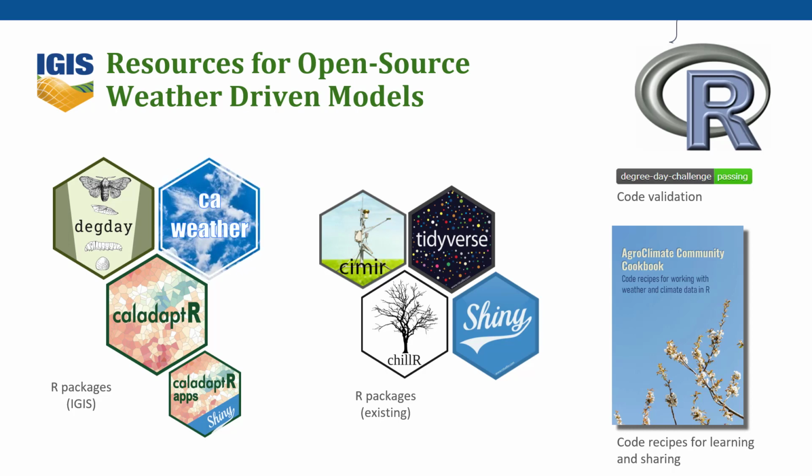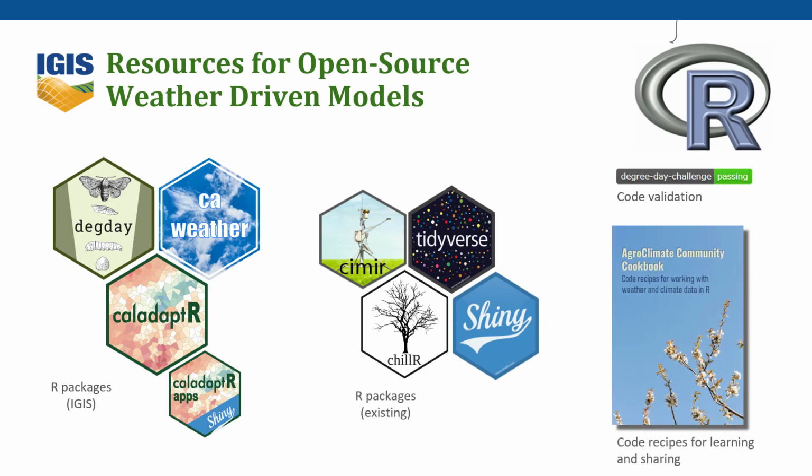CA Weather is an R package under development that will build off of other packages already existing like CIMIR, which queries the CIMIS network, by adding QA/QC metrics, supporting other weather data providers, including a user's own data, and forwarding the weather data in a standardized format to power all kinds of tools.